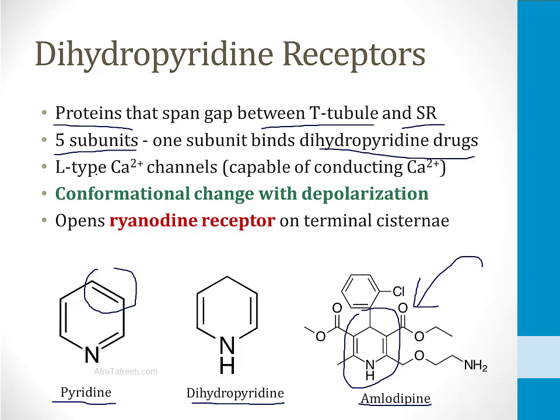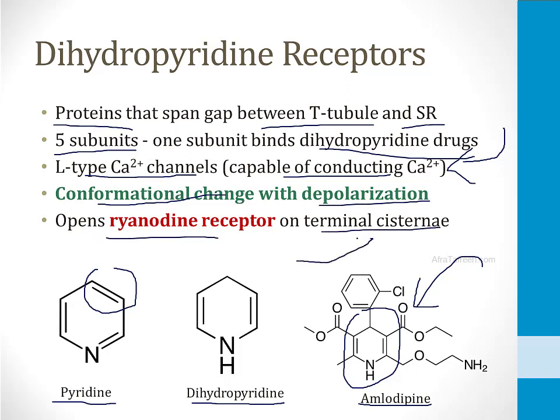Dihydropyridine receptors are also L-type calcium channels, meaning they are capable of conducting calcium. But another confusing part about these proteins is that the ability to conduct calcium has nothing to do with their role in skeletal muscle contraction. Their only role in skeletal muscle contraction is to undergo a conformational change. Remember, they're proteins, and they change shape with depolarization. And when they do this, they open the ryanodine receptor found on the terminal cisternae, which is part of the sarcoplasmic reticulum, and this is their role in skeletal muscle contraction.